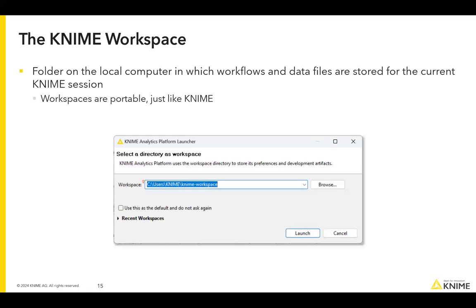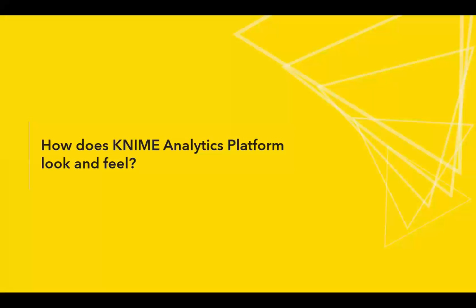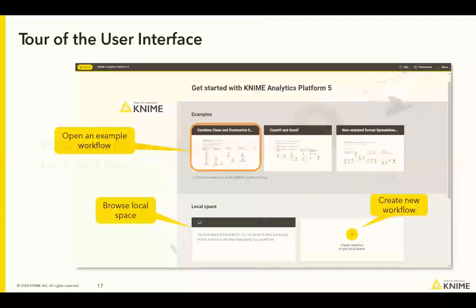So there is this concept of KNIME Workspace, and this is basically a folder on your local machine where you will save the workflows that you will create. Okay, so when you have installed KNIME Analytics Platform and selected the workspace that you're going to work with, you can open it and start working with KNIME Analytics Platform. So the first page that you'll see will look like this.